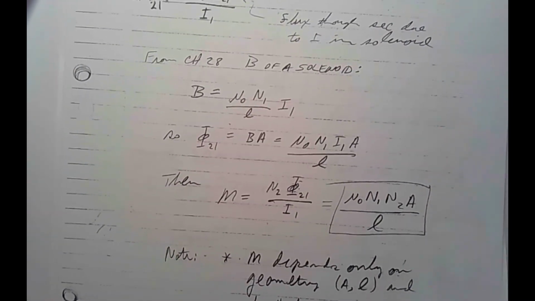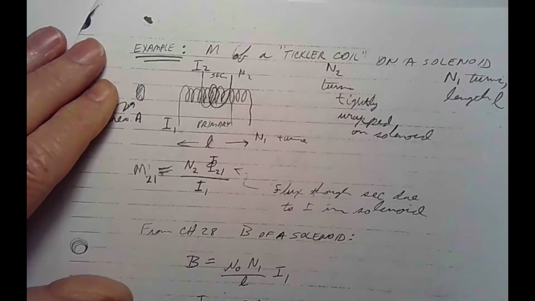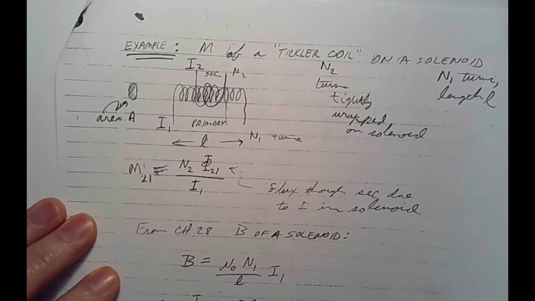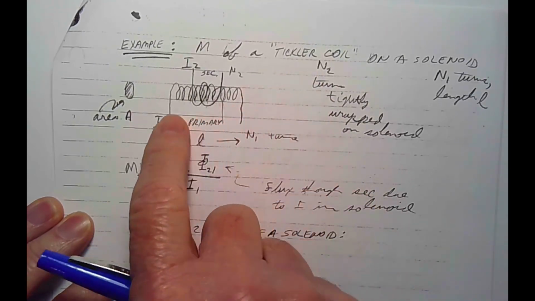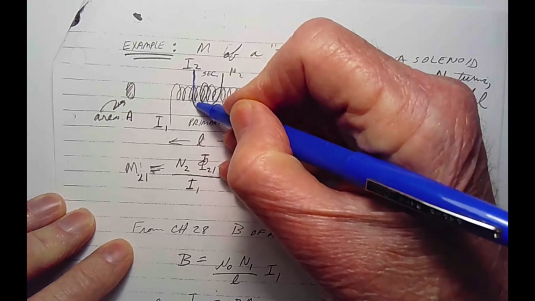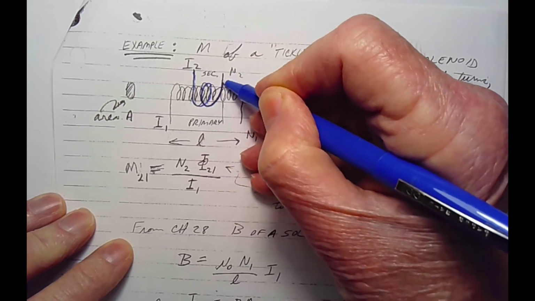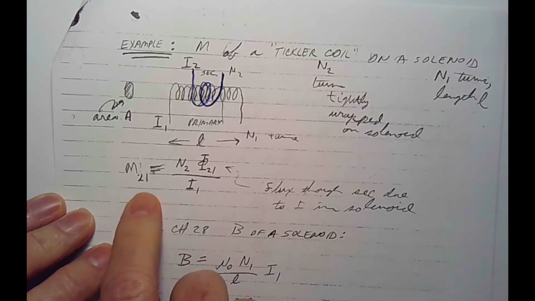Okay, well, how do you calculate that quantity for a given pair? Here's an example in your book. I don't have the number in front of me. It's the mutual inductance of a tickler coil wound around a solenoid. Okay, a small number of turns in this secondary, if you wish, due to a solenoid as the primary.